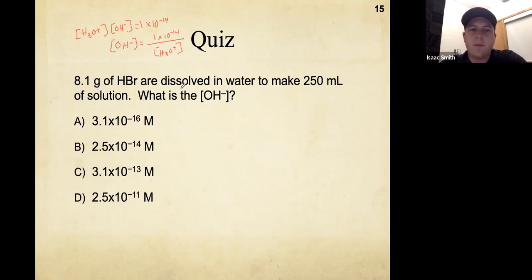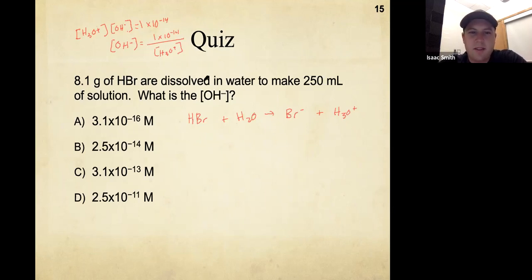So 8.1 grams of HBr are dissolved in water. Okay, so let's just write this out. HBr is dissolved in water. Okay, what's going to happen? Well, hydrobromic acid is a strong acid, which means it's going to donate a proton, right? So if it donates a proton, we have Br minus, and we have H3O plus, okay? If it's a strong acid, it's going to completely dissociate. So we could say all 8.1 grams are going to turn into hydronium ions, right?